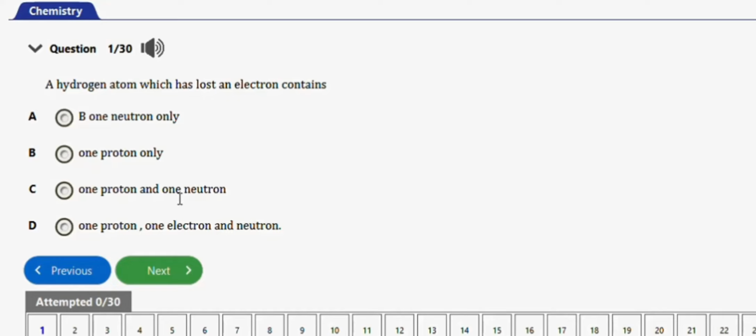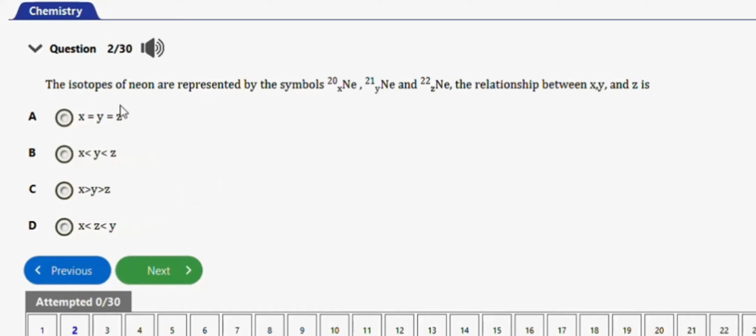So the next repeated question will be this one. It says the isotopes of neon are represented by the symbols. The relationship between X, Y, and Z is... So when we talk about isotopes, they are atoms that have the same atomic number but different mass numbers. So this shows us that the atomic number of X, Y, and Z will be the same. So the right option is option A.